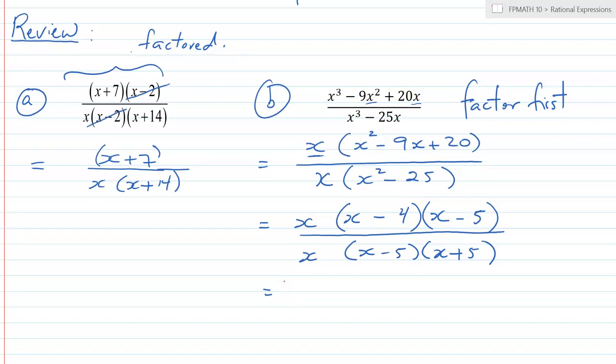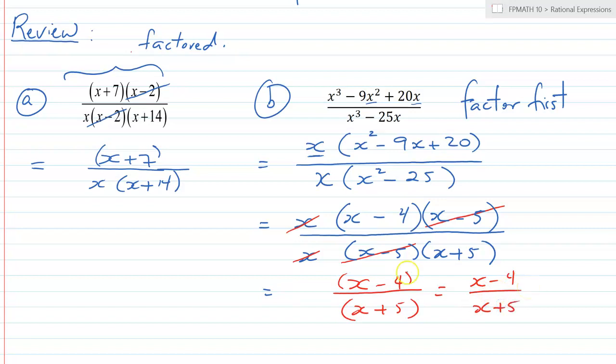All right, and now we're going to look at what we can divide with common factors. x minus 5, x minus 5, that's a common factor. We divide, it becomes 1. x divided by x also, that's 1. So the only thing that is left is x minus 4 in the numerator and x plus 5 in the denominator. By the way, you don't need the bracket. If you put it in the bracket, that's okay. If you take the bracket out, that's okay too.